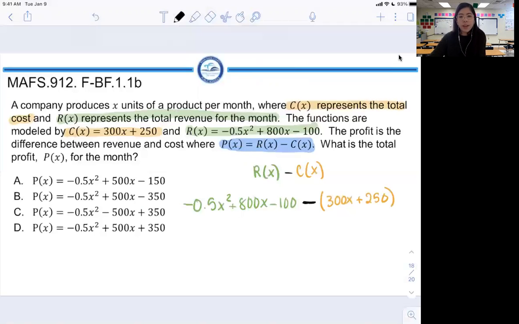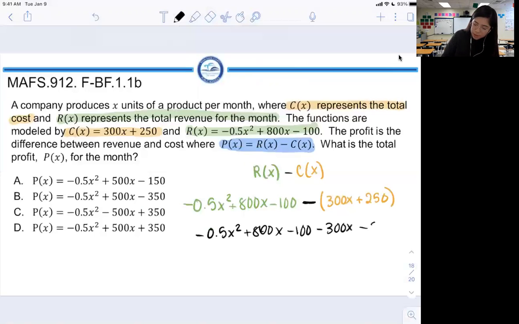What should I do with that negative symbol? I put parentheses there for a reason. Distribute it. I'm distributing it. So really I have negative 0.5x squared plus 800x minus 100 minus 300x minus 250.